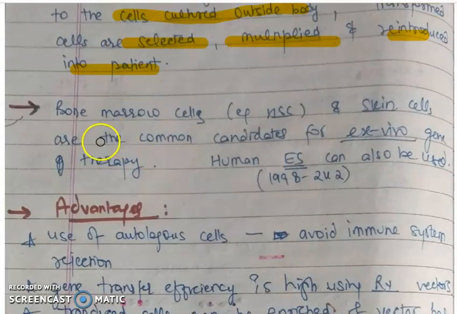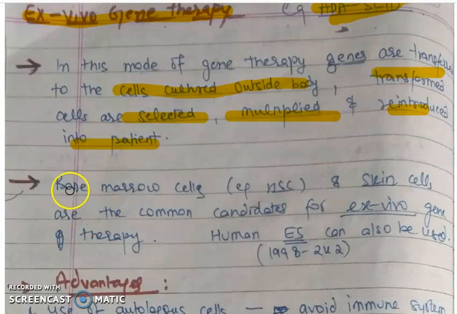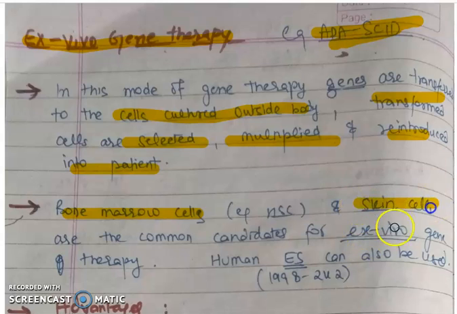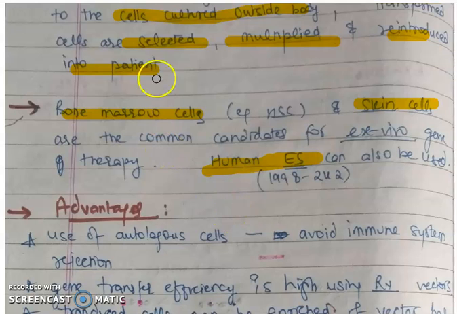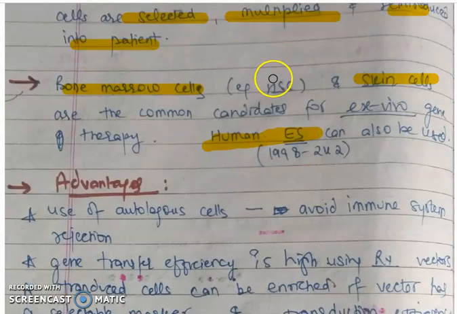The cells that we target in somatic gene therapy are generally bone marrow cells and skin cells. They are the general cells that we take for somatic cell gene therapy. And after the establishment of human embryonic stem cell lines in 1998 to 2002, these can also be used for this type of therapy, ex vivo therapy.